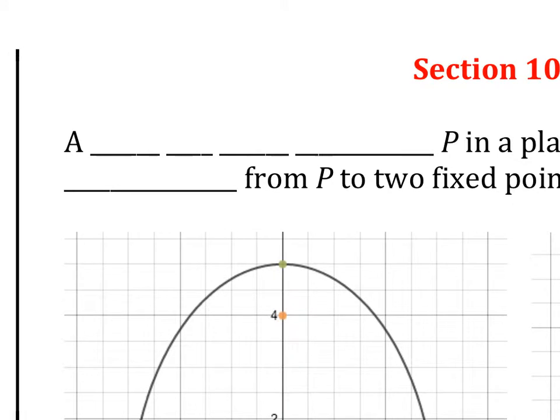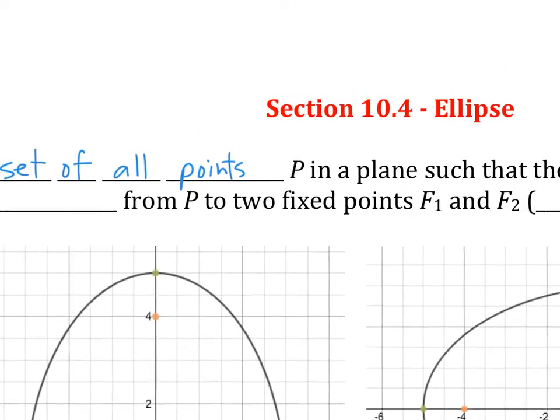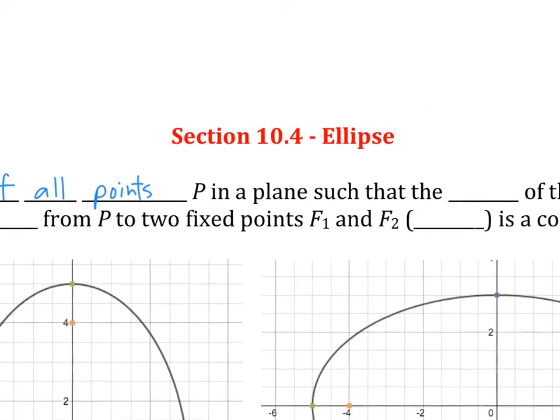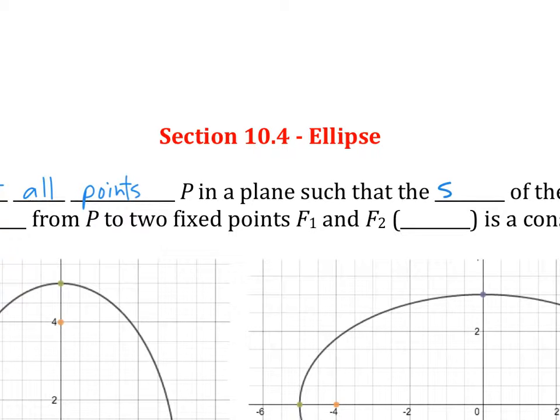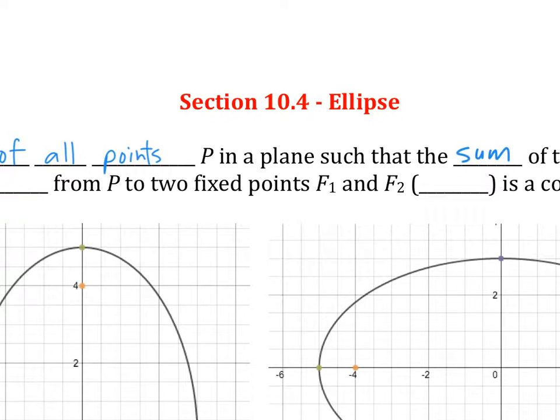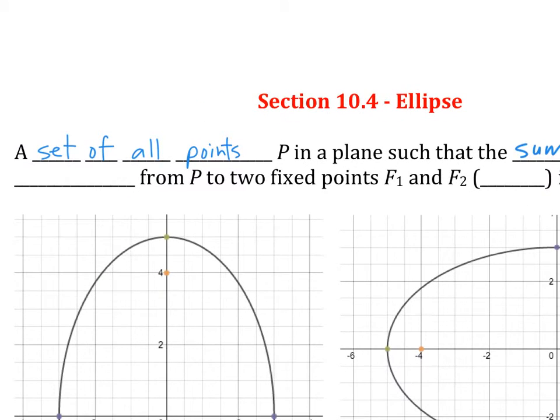So an ellipse is a set of all points. It always starts like that. A set of all points P in a plane such that the sum of the distance from P to two fixed points F1, F2.